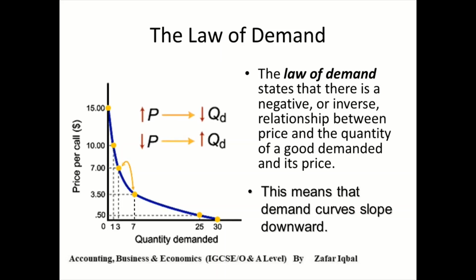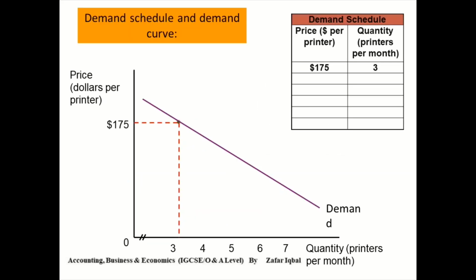The law of demand states that there is a negative or inverse relationship between the price of a good and the quantity of it demanded. This means that the demand curve slopes downward. So when the price increases, quantity demanded will decrease, and vice versa. If the price decreases, the quantity demanded for goods will increase.